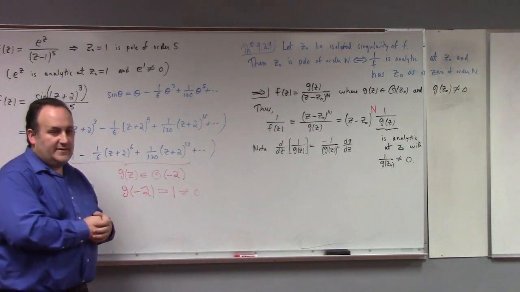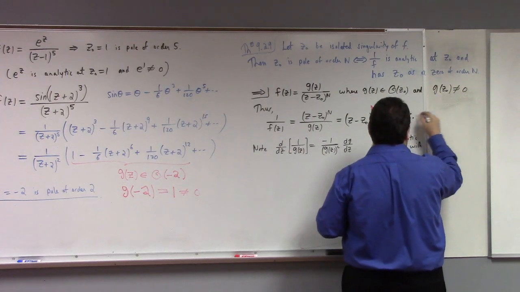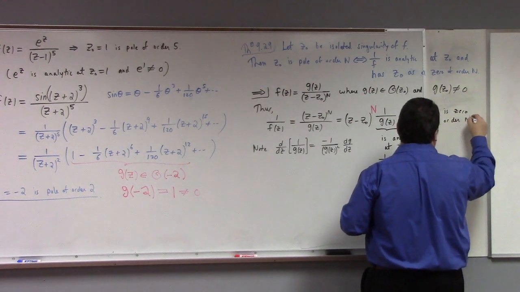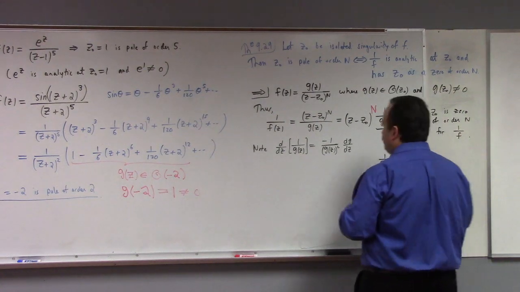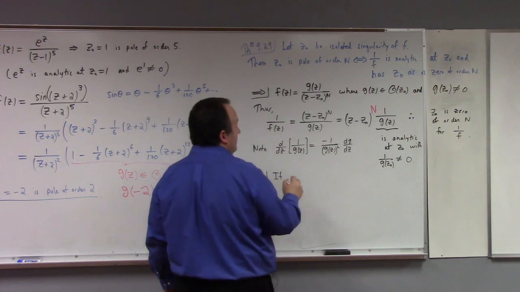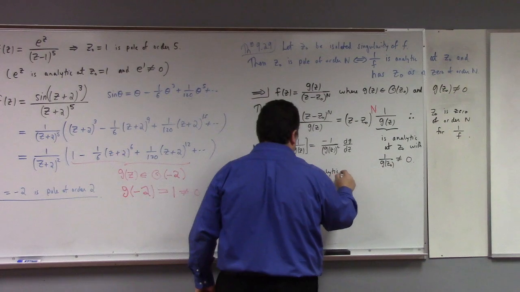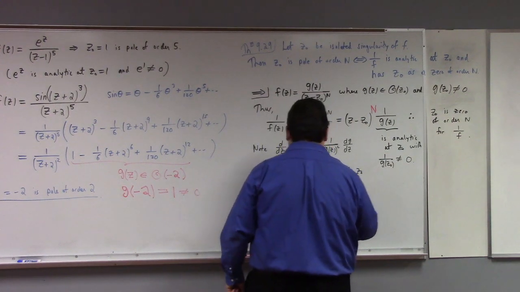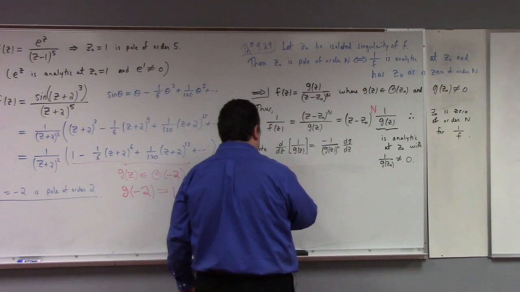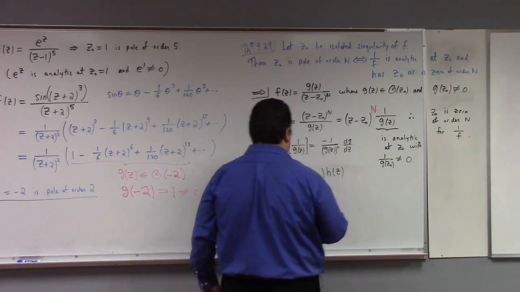So that proves that z naught is a 0 of order n for 1 over f. Now we go the other way, right? If 1 over f is analytic at z naught, well, let me not even write it down. Let me just write down what that means. If 1 over f is analytic at z naught with a 0 of order n, that means that I can write 1 over f of z is equal to z minus z naught times some h of z, right?